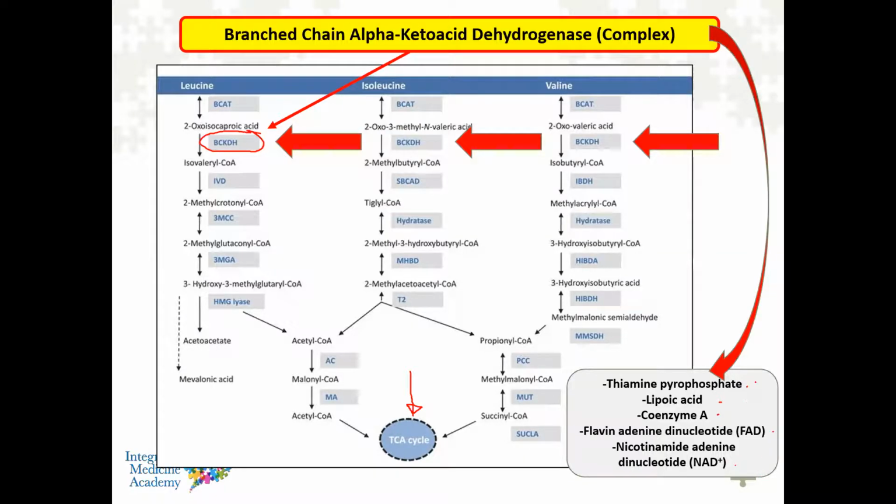So you could sit here and go, that's B1. Coenzyme A is linked to B5. Flavin adenine dinucleotide is linked to B2. Nicotinamide adenine dinucleotide is linked to B3. Right? Look at all those B vitamins. Throw a little bit of magnesium in there, throw a little bit of lipoic acid in there, and you're good to go. Okay, so that is one of the connections of riboflavin.